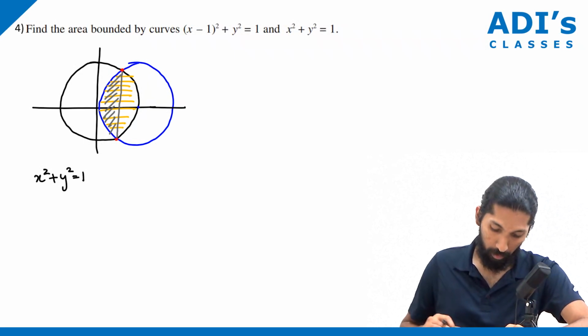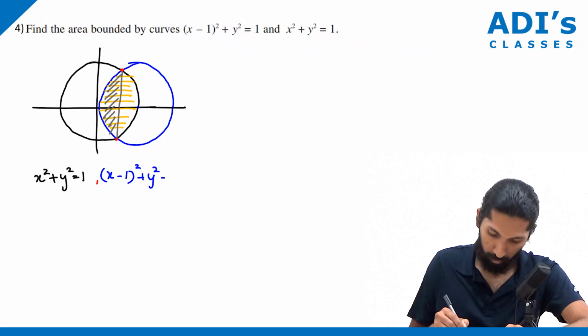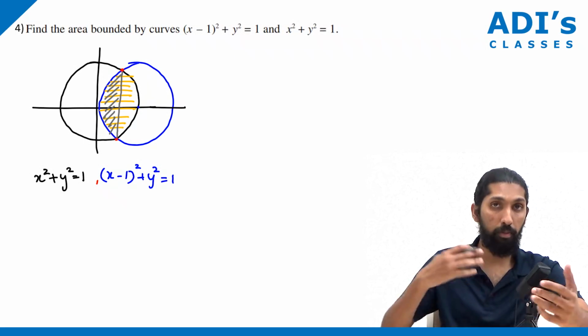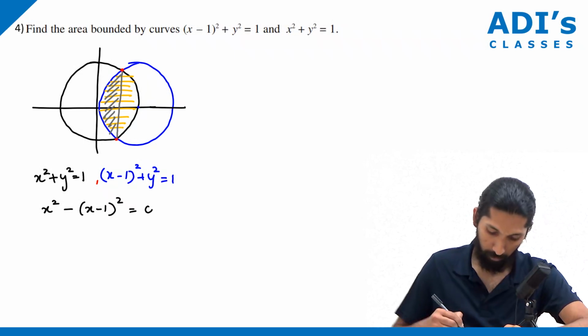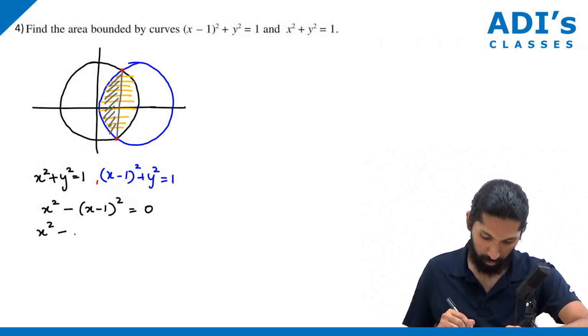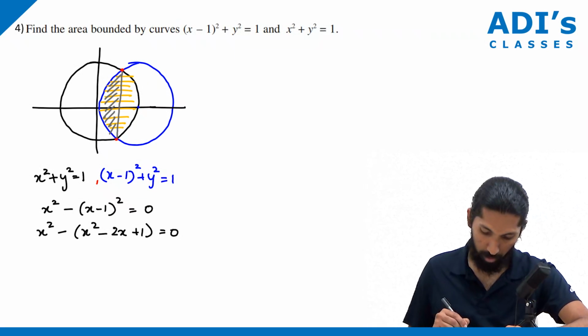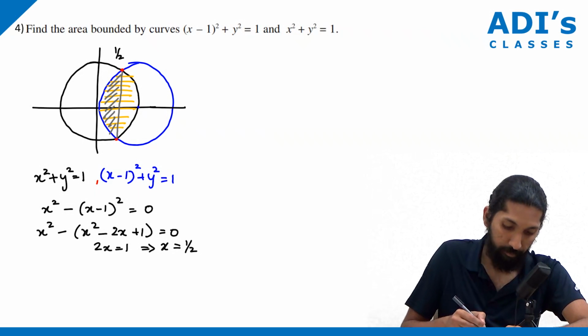Now the second equation we have is (x - 1)² + y² = 1. Now subtract both the equations. If you subtract, then you'll get x² - (x - 1)² = 0, since y² and 1 get cancelled. So x² - (x² - 2x + 1) = 0. So you get 2x = 1, so x = 1/2. So we got the point as (1/2, something).